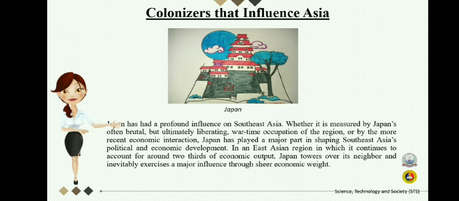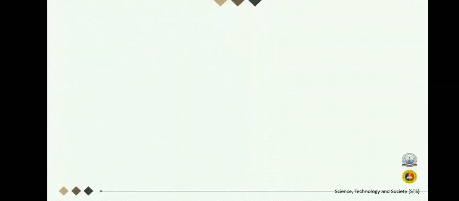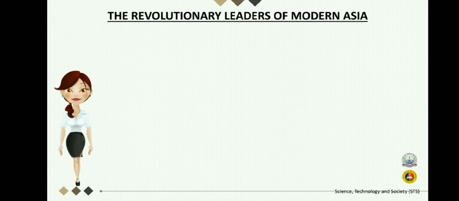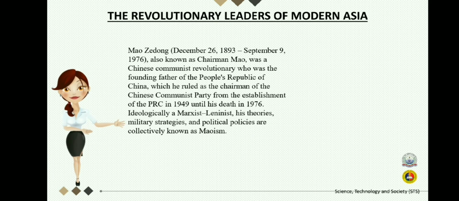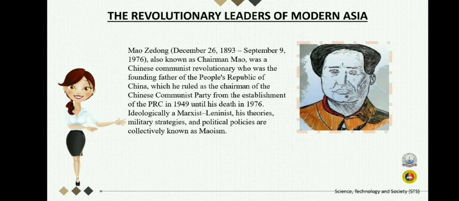In the East Asian region, in which it continues to account for around two-thirds of economic output, Japan towers over its neighbors and inevitably exercises a major influence through sheer economic weight. The revolutionary leaders of modern Asia.